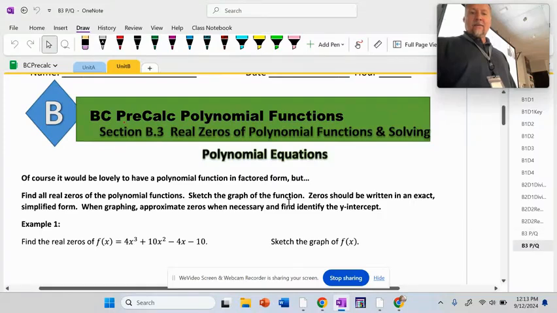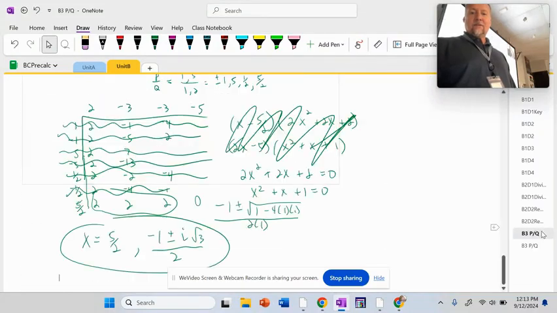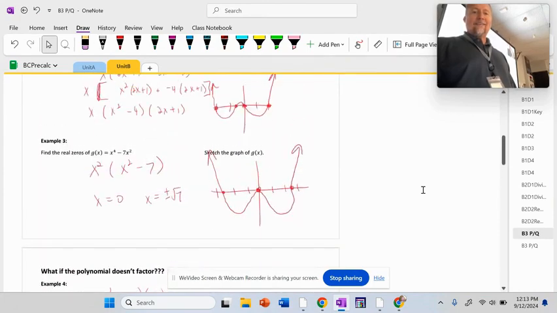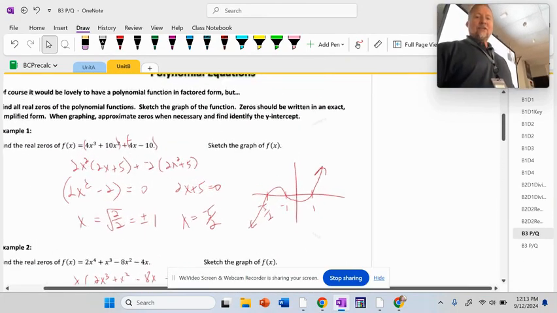Okay, this is the blank notes, so here's the filled-in notes. Whoa, don't look at that. You've got some heck coming at you here.